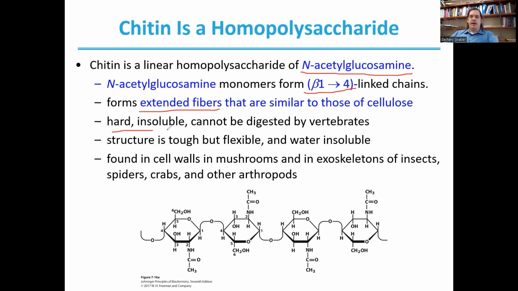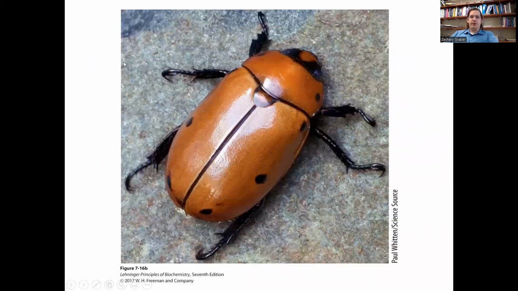So we end up with a very hard, insoluble structure that can't be easily digested, which makes it great for forming tough structures in mushrooms or in the exoskeletons of insects, spiders, crabs, and other arthropods. So the chitin makes a tough coating that you might see on things like beetles that helps to protect the beetle from their environment.